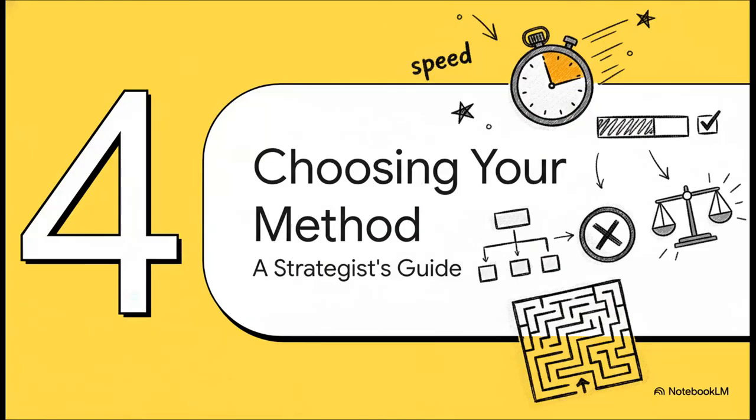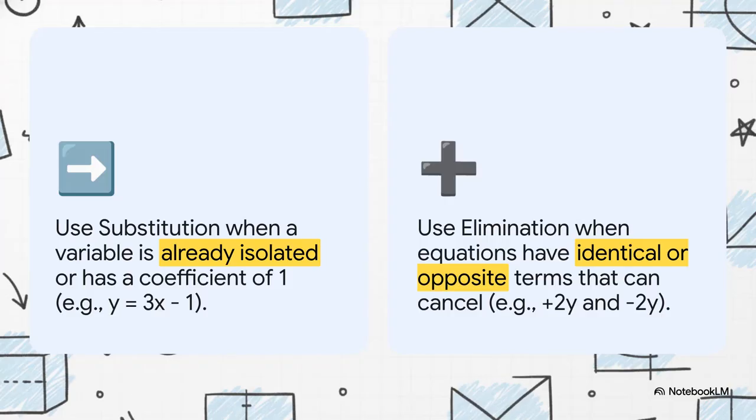Done. Okay, so we've got our two tools. We have substitution and we have elimination. But on the SAT, you're on the clock. Speed and strategy matter. So how do you know which method to pull out for a specific problem? Let's talk strategy. This chart basically makes the decision for you.